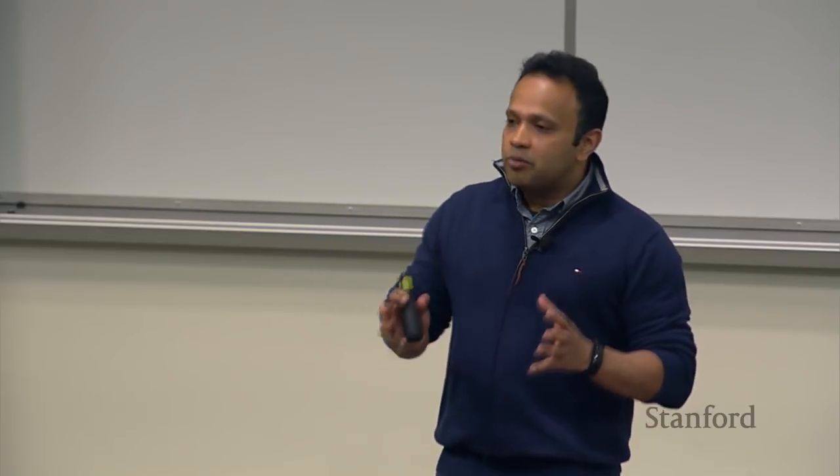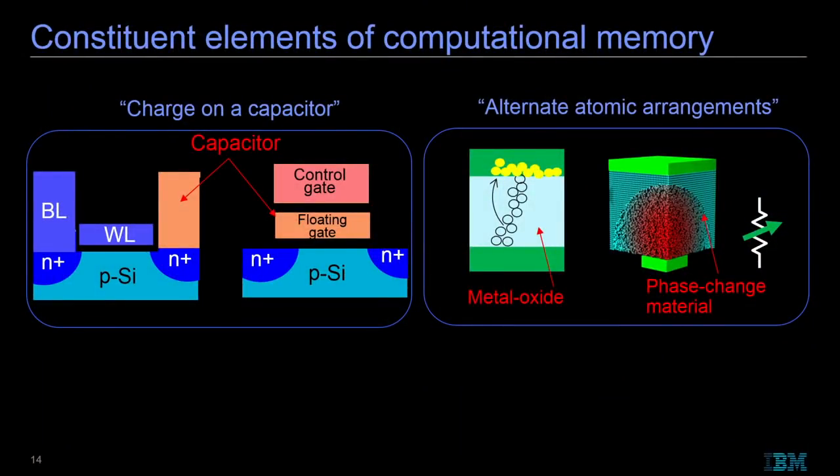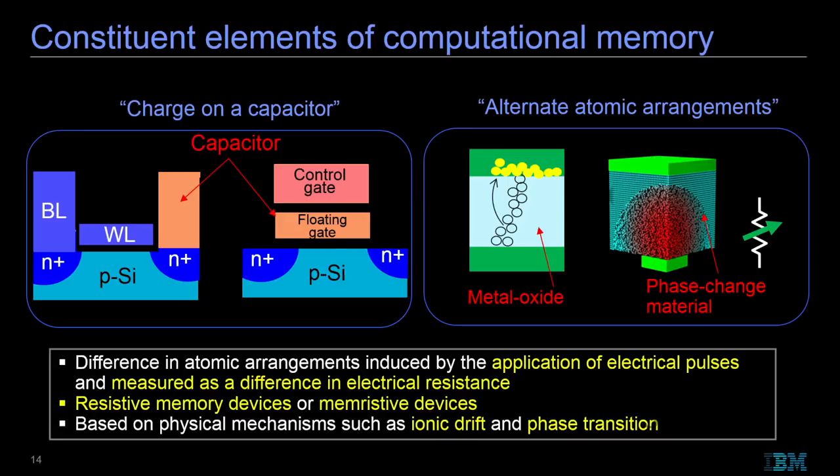So in this mode of storing information, we don't store information in terms of the charge state of a capacitor, but rather in terms of the atomic arrangements within a nanoscale volume of material. If you have one atomic arrangement, you have one logic state. If you have another atomic arrangement, you have another logic state, right? And these atomic arrangements you can now alter by the application of electrical pulses. And you can measure these differences in atomic arrangements in terms of the resistance state by measuring the low field resistance. And that way you can decipher in which state you are.